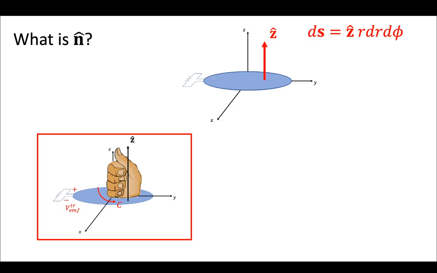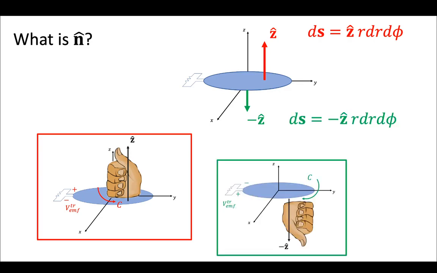So what is n? For that surface, we have two normals. We have the positive z and the negative z. The positive z is where we point straight up, and the negative z is when it points down, and we have slightly different contours. As long as you remain self-consistent, you could use either of these, but normally you would probably choose the one in red on the left because that one is the positive z, so ds is equal to z hat r dr d phi.